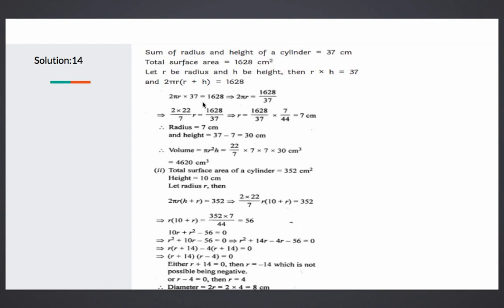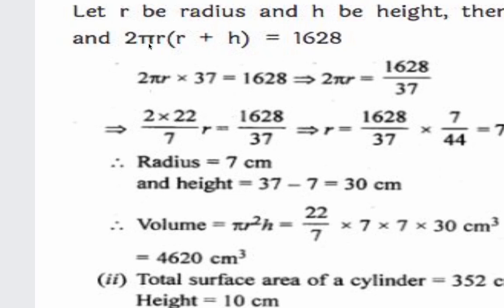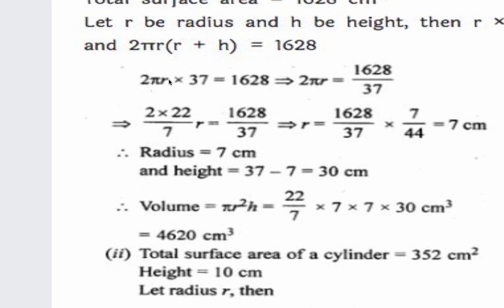It is 37. And the total surface area of the cylinder is 1628. The total surface area is given. The sum of radius and height, r plus h, is given as 37. What's the formula for total surface area? We discussed just now: 2 pi r (r plus h). We know r plus h is 37 and the total surface area value is 1628. Which is the variable here? Can you see, students? R. Yes, the radius is the variable. So can we find it out?